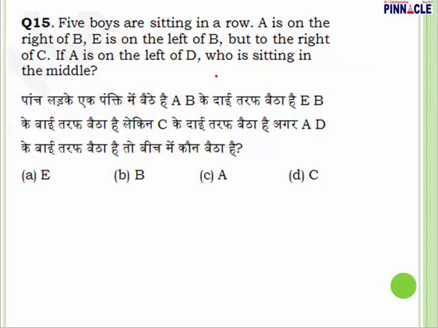5 boys are sitting in a row. A is on the right of B. This is B and A is on right.